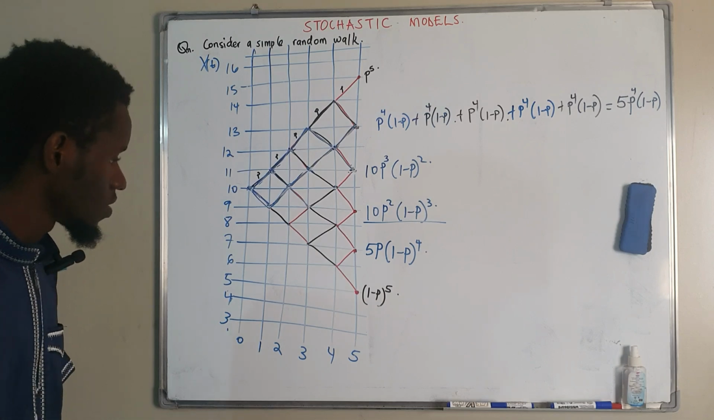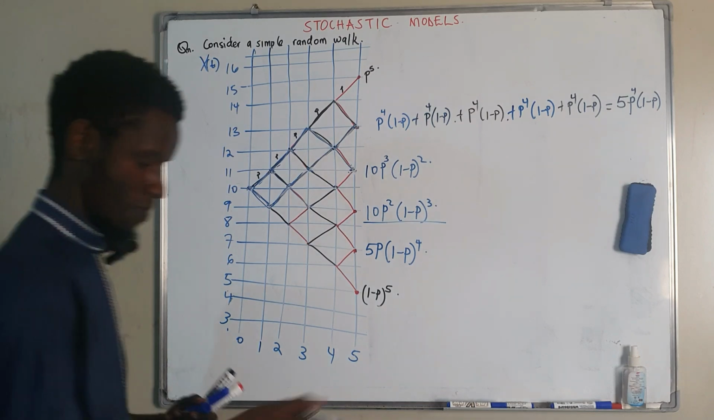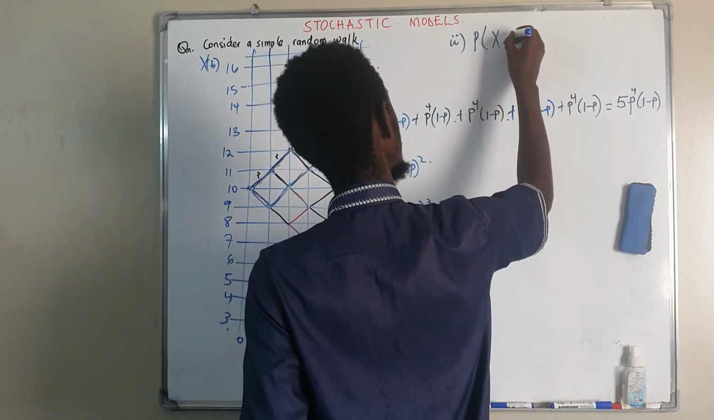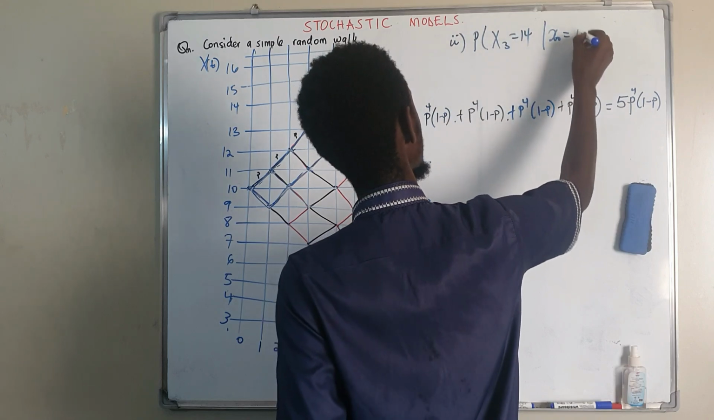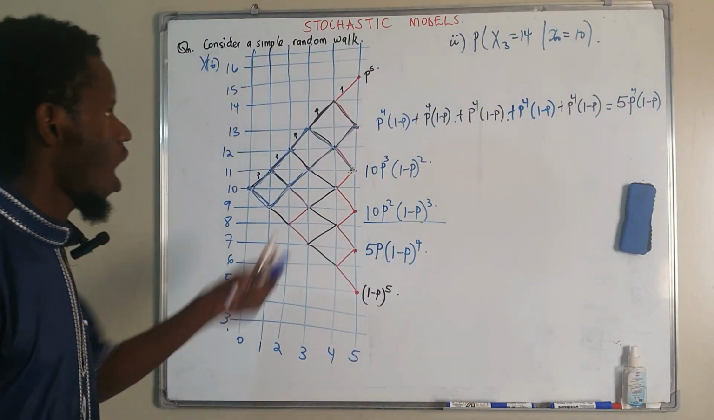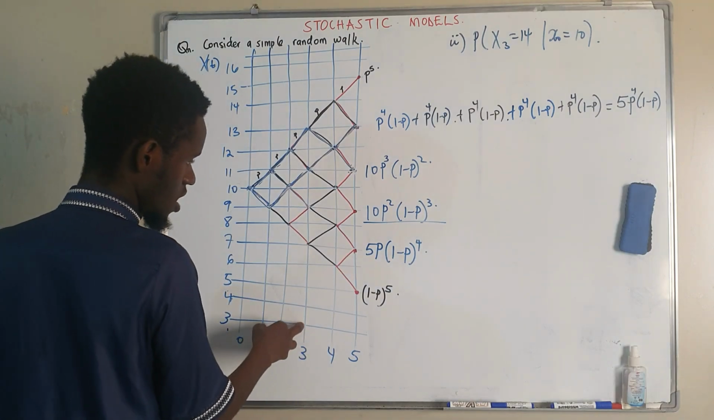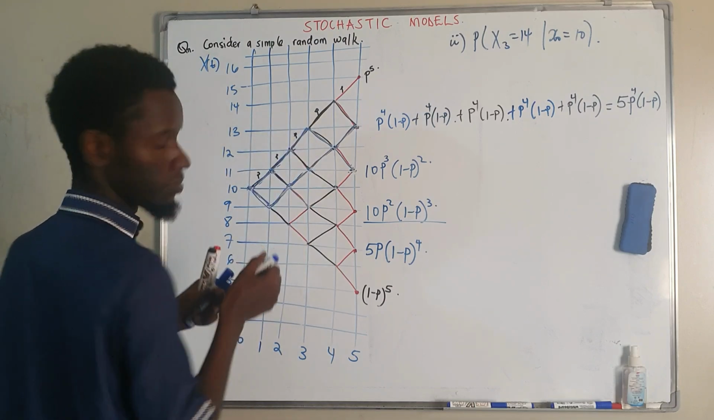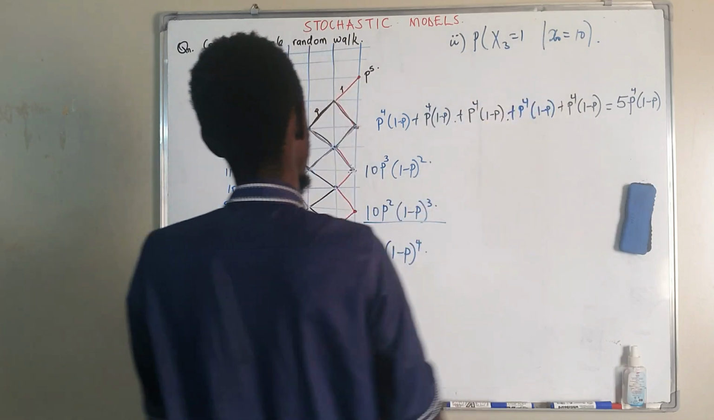Now for part B, it was asking us to find the probability of X4 equal to 13 given X0. Part B, Roman 2 was telling us to find the probability of X3 equal to 14 given X0 equal to 10. As we said, we just locate along the diagram we drew. Where is X3? X3 is here. Can X3 be 14? Where is 14? 14 is here up. Sorry, it was 13, not 14.